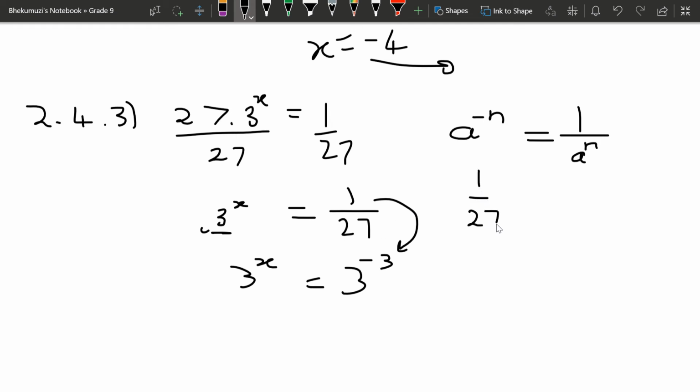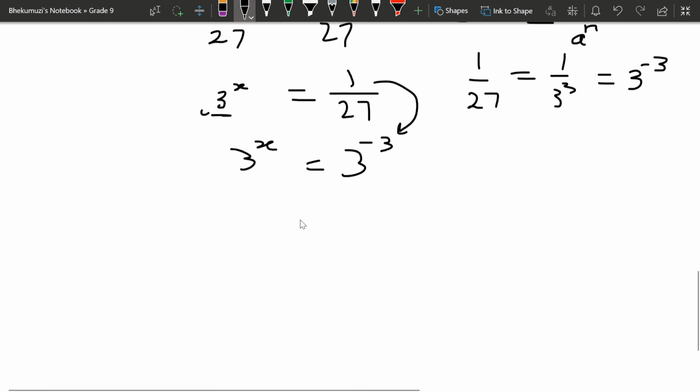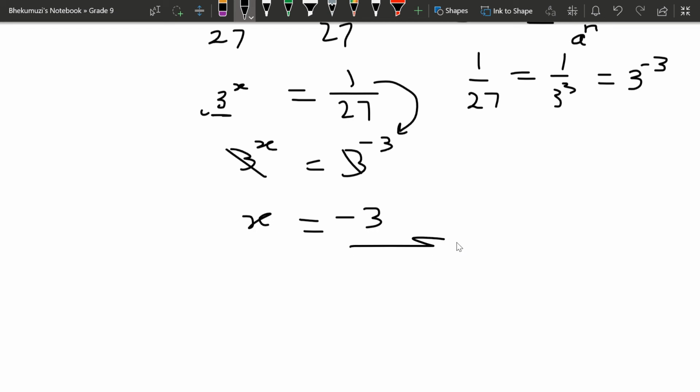So in this case, we know that 1 over 27 is the same as saying it is 1 over 3 to the power 3, but then using this exponential rule, we can rewrite it as just the base 3 to the negative exponent 3, right? And that's what we did. Now we actually have the bases to be the same. So the only thing we need to do, obviously, is to cancel them out and bring the exponents down. So then we're left with x is equal to minus 3. And that's how you tackle an exponential equation.